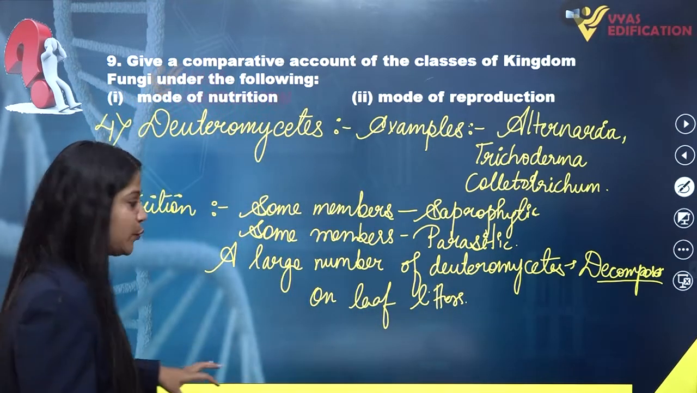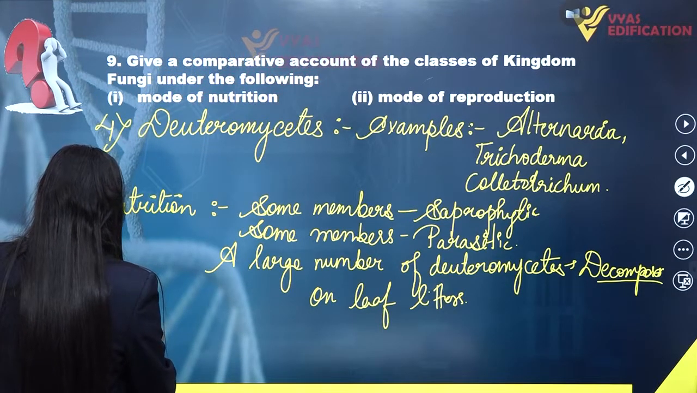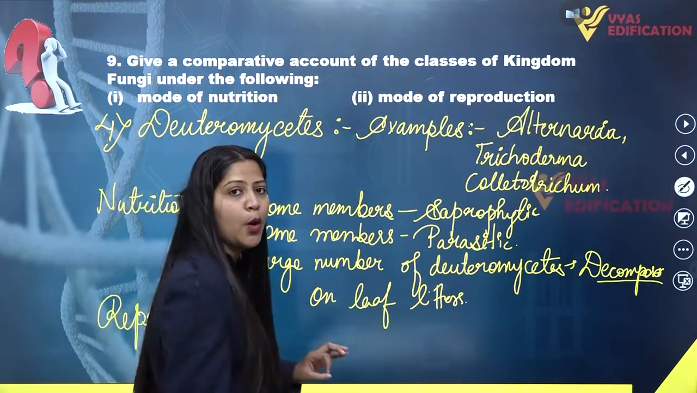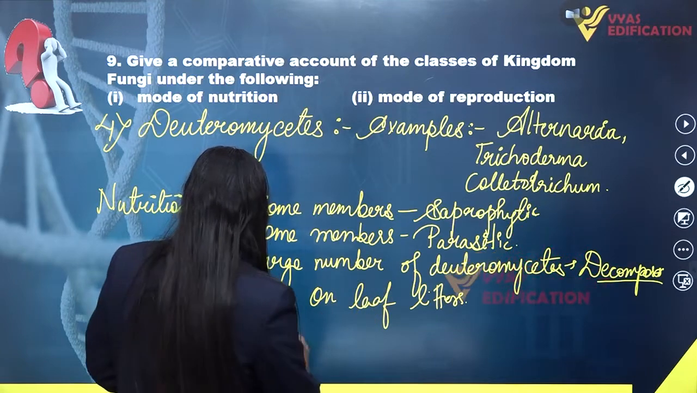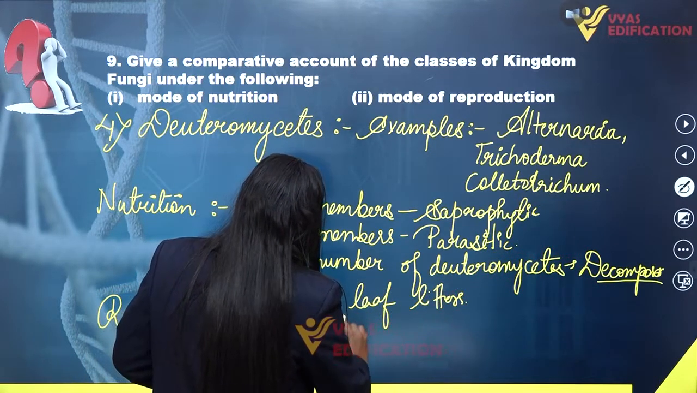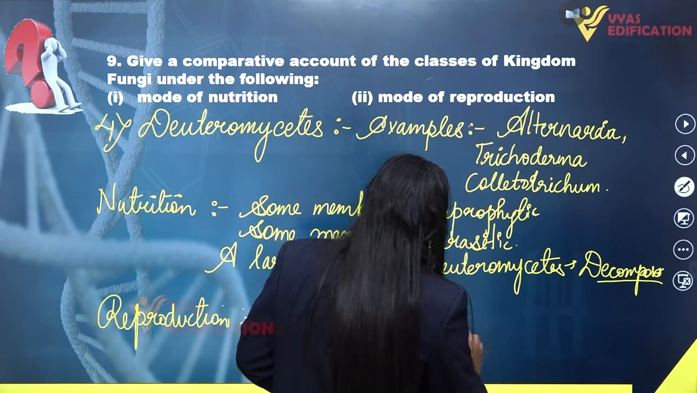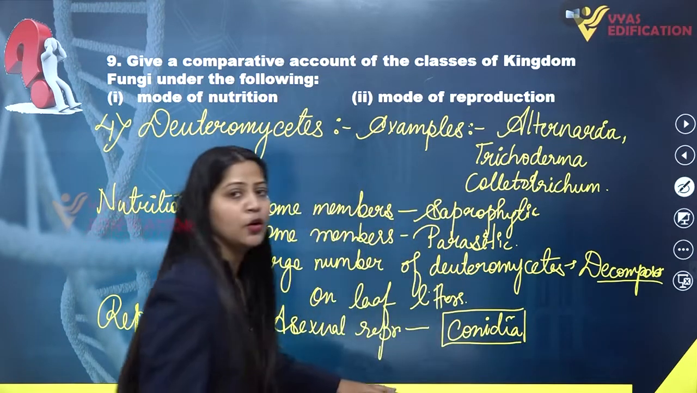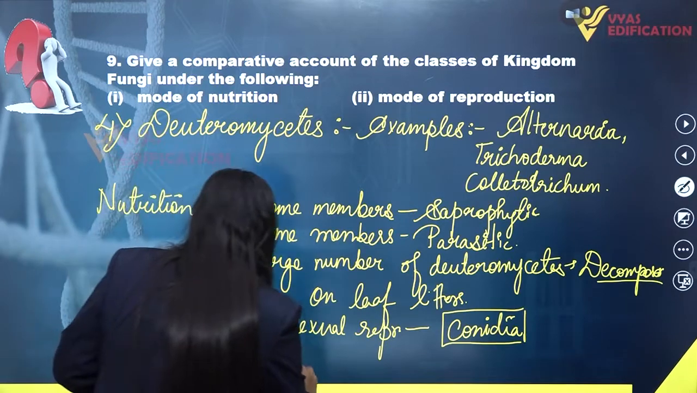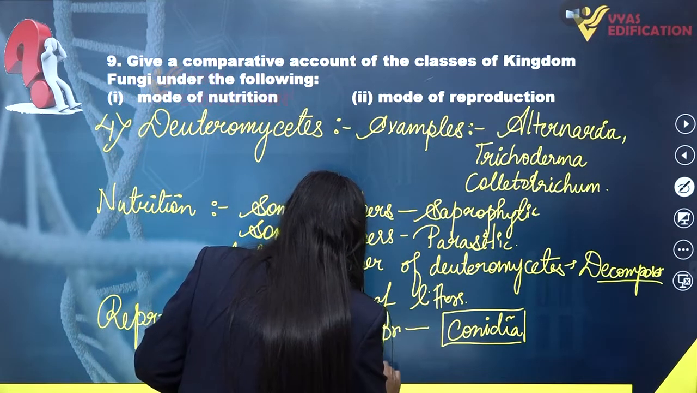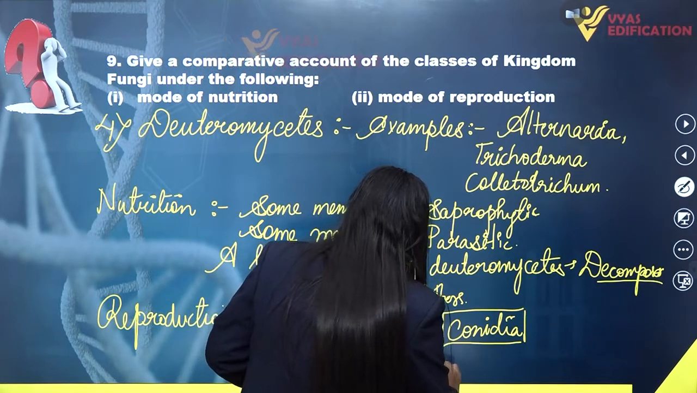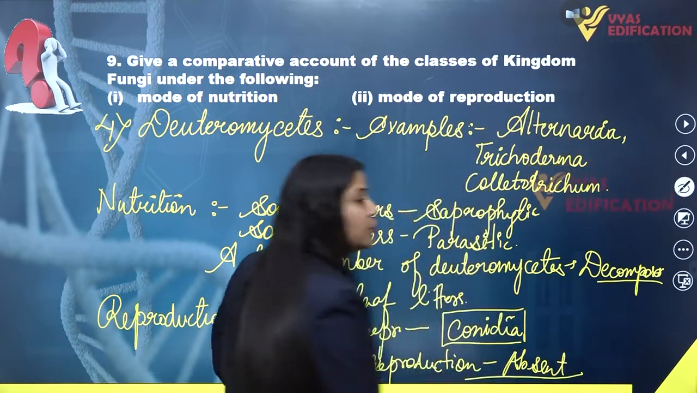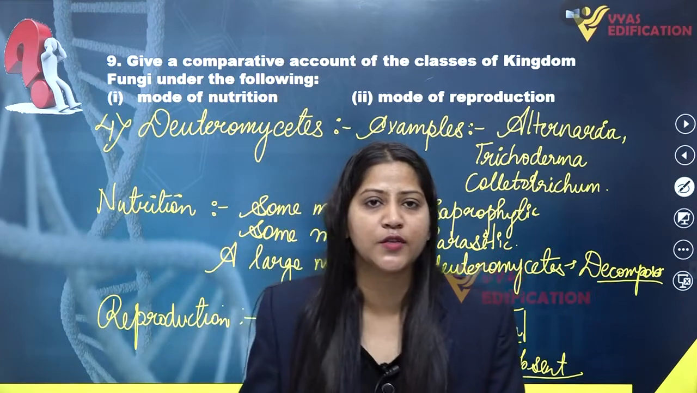If we talk about the reproduction type in them, they can only reproduce through asexual means with the help of very common spores, that is conidia. Only asexual reproduction can be found in them, and sexual reproduction is absent in them. That means they cannot reproduce through sexual reproduction, only through asexual means with the help of very common spores such as conidia.